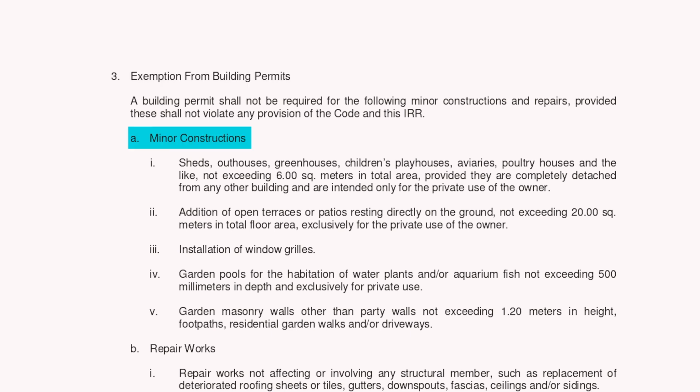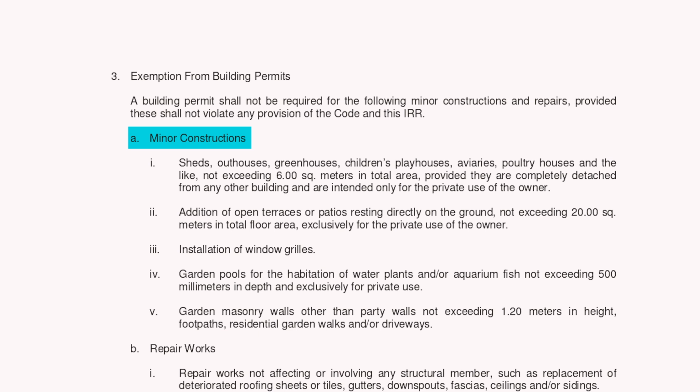Na kapag ganito yung project mo, no need na to get a permit because it's minor. So let's go over this list. Now they have a specific list of minor constructions. So you have minor structures, 6 square meters or less in area, detached from other buildings for private use only. Okay, this I think is the most important in the list.